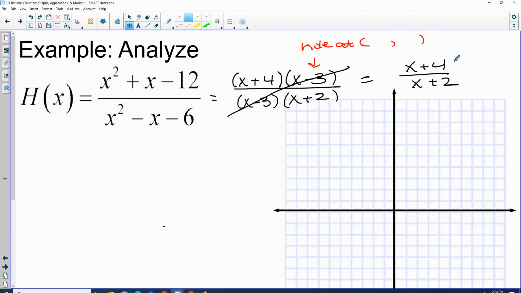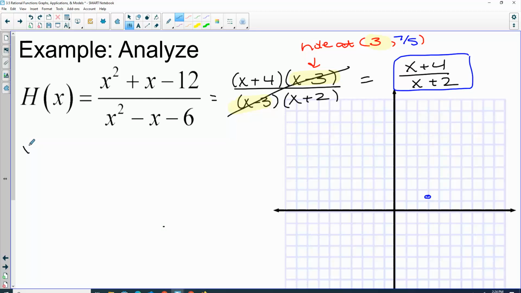So where do we look to find the x values? The thing that canceled, x minus 3, what makes that 0? How do we get the y? Plug it into what's left. If I put a 3 in here, we get 7 over 5. So on our graph, positive 3, 7 over 5, so like 1.4, we have an open circle. Now we're just going to keep going, but we're going to use this reduced one.